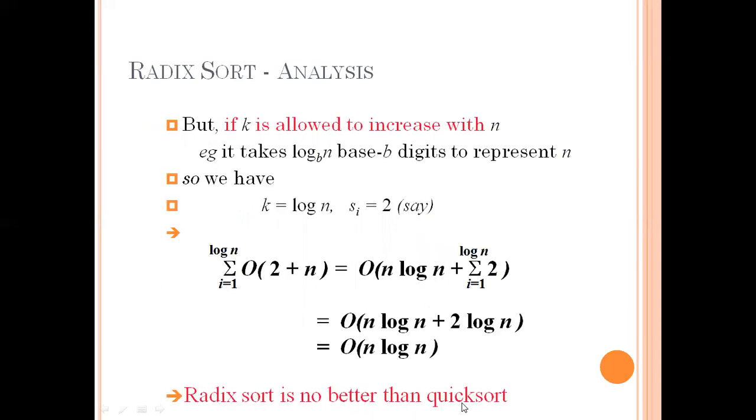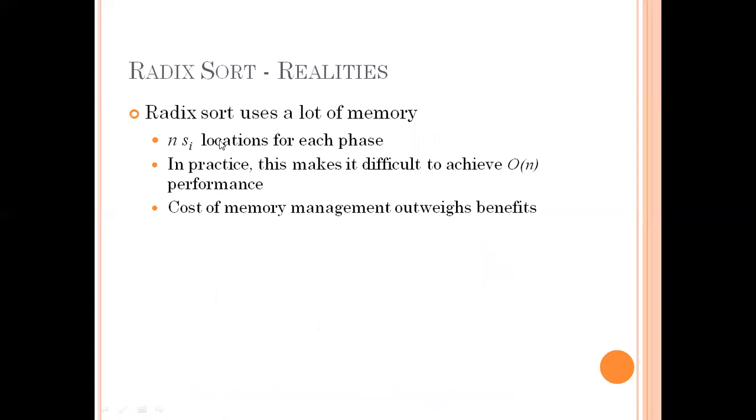Radix sort is no better than quick sort, because this K is allowed to increase with the number N. So in general, if you say K is equal to log N on average, with S_i equal to 2, then its time complexity will become O(N log N). But it is also not very easy. What is the reality? The reality is that radix sort uses a lot of memory. N multiplied by S_i locations for each phase. For each phase, we require N multiplied by S.